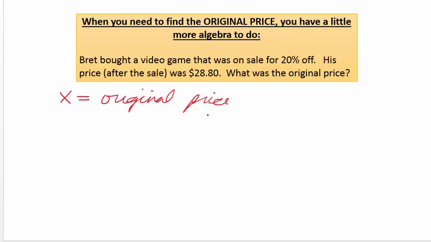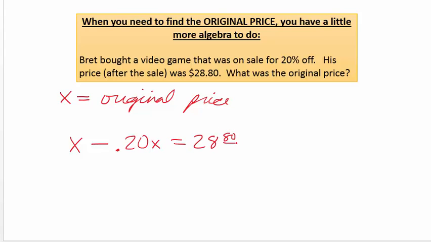So let's look at the problem. He bought one that was 20% off. His price after the sale was $28.80. Well, we don't know his original price, so we'll just say the original price is X. We know we're going to deduct, in other words, take off 20% from that. Well, 20% of that is 20% of X. So X minus 20% of X has to be $28.80.